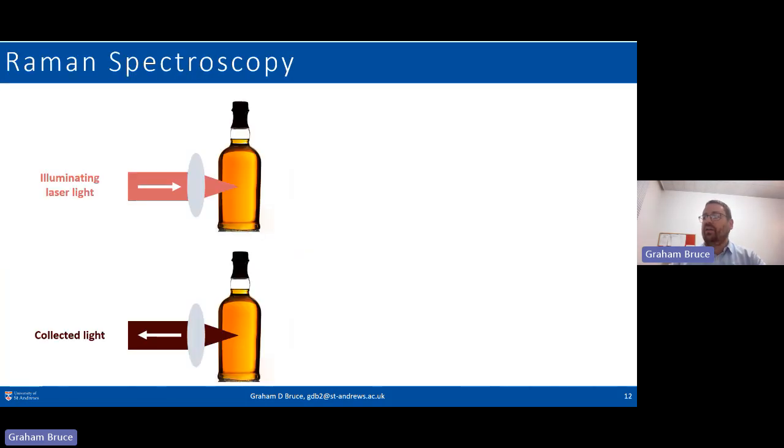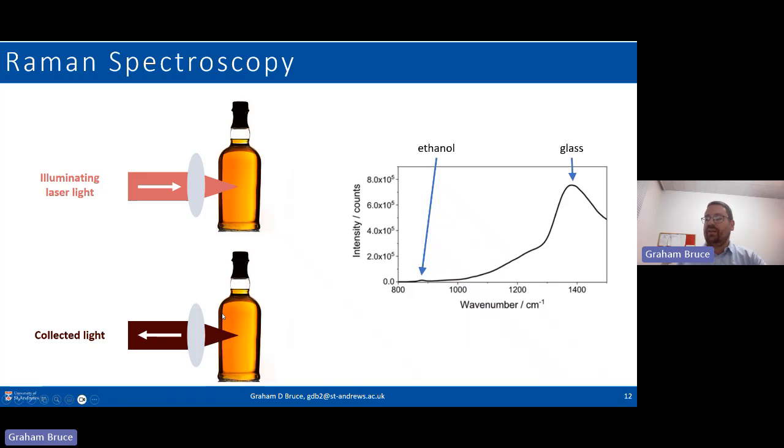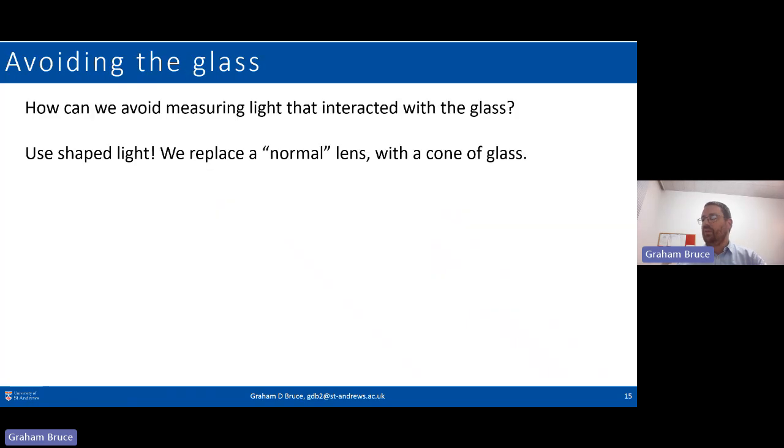if it's fake? And the conventional way we would do this would be that we would take our laser beam and we would focus it down into the sample, and we'd measure the colors of light that come back out. And when we do that, unfortunately, what we find is that the alcohol content, the ethanol of the whiskey, gives us an absolutely tiny signal, and that the glass of the bottle actually completely swamps the signal that we're looking for. So we needed to come up with an intelligent way of bypassing the glass and not receiving any signal coming back from the glass.